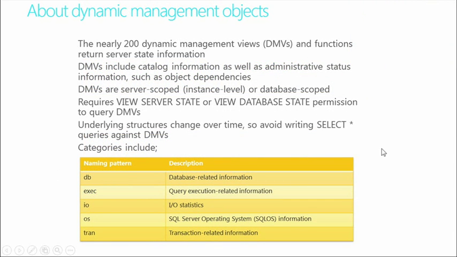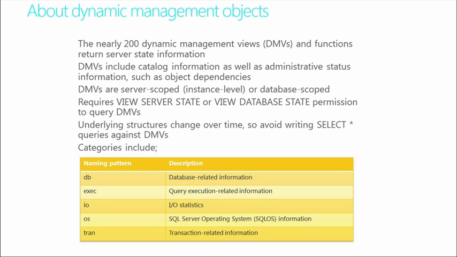There are nearly 200 dynamic views, or DMVs, in SQL Server 2012. They include catalog information and administrative status information. The DMVs are server scoped at the instance level or database scoped, depending on what you're looking for. The underlying structures may change, so what you don't want to do is write a select statement against a specific DMV, keep that, and think it's going to be good forever, because they do tend to change. It's good to understand what's available and that you can query them, but be careful about writing procedures that execute against them in the event that they do change.